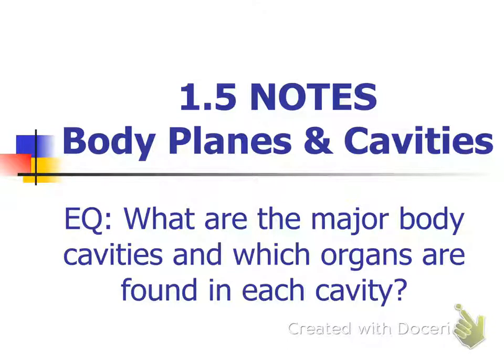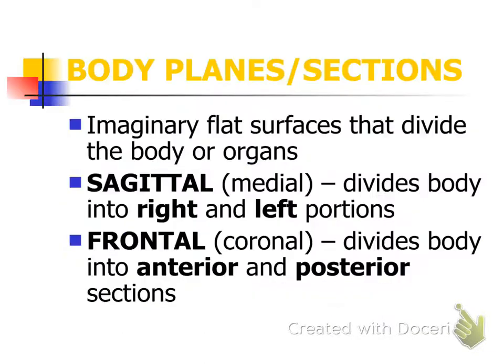This is 1.5 notes, body planes and cavities. The essential question is, what are the major body cavities and which organs are found in each cavity? There are 3 body planes or sections. These are imaginary flat surfaces that divide the body into 2 portions.